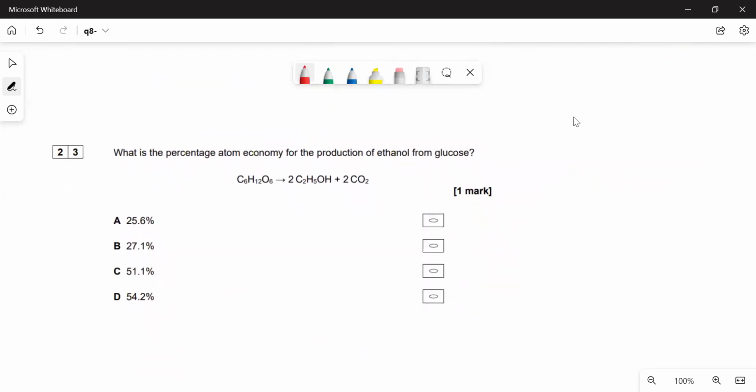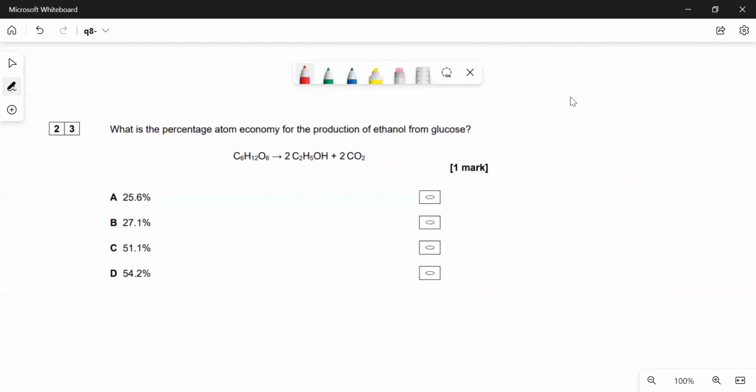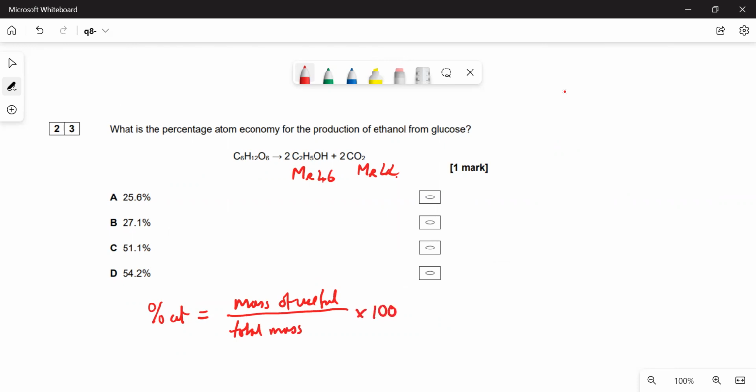23. What is the percentage atom economy for the production of ethanol from glucose? Right, so the Mr of ethanol is 46. Carbon dioxide, the Mr is 44. So atom economy is equal to the mass of useful product over the total mass of products multiplied by 100. What's the mass of useful product?